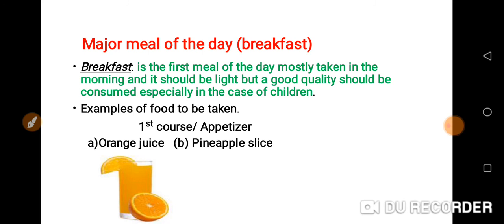The first one, for example, is orange juice, as you can see on the screen. Whenever we want to take breakfast, it must consist of the three-course meal. Lunch must consist of the three-course meal. Dinner must consist of the three-course meal.